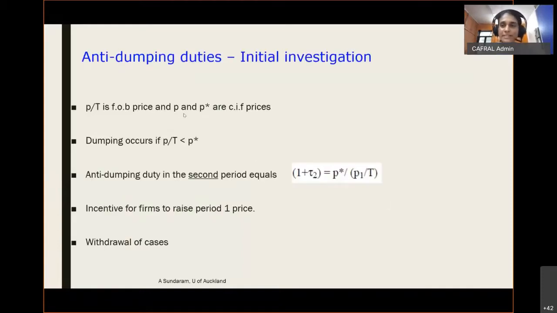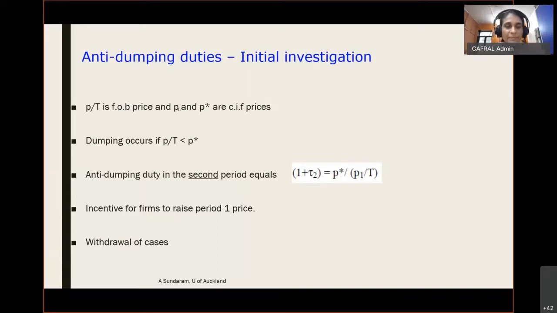Now, what happens if you can show that a country is dumping? So suppose that India thinks that Turkey is dumping textile products in the Indian market. Okay. So the way it works is the following. The WTO is going to look at the following prices. So it looks at P over T, which is the FOB, free on board, price. The free on board price is the price that Turkey is loading its products at in Turkey. So it's the price when it gets on the ship.